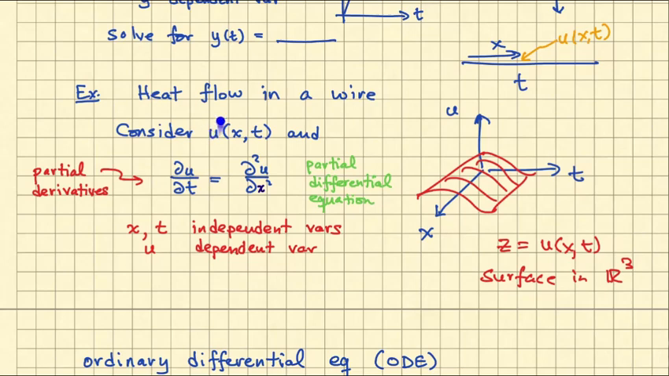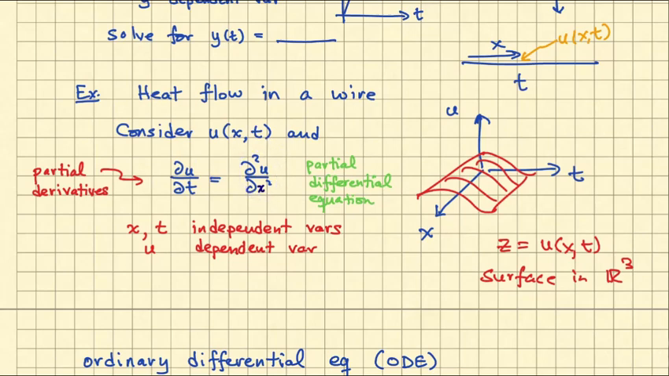And so the temperature function u of x, t, it turns out when you look at heat flow in a wire, that the differential equation which models this, when you look at the physics that are involved, is the partial of u with respect to t is equal to the second order partial of u with respect to x.